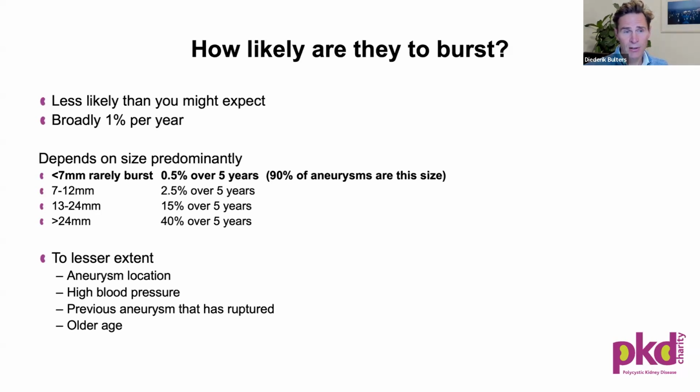Other factors in how likely they are to bleed is the aneurysm location, having high blood pressure, having had an aneurysm elsewhere that has previously burst. And when I say elsewhere, I'm talking about in the brain. I mean, there's some evidence that at older age there's a bit increased risk. But overwhelmingly, the issue is what size they are.